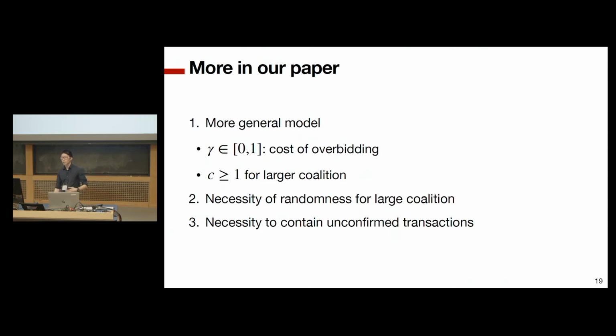And finally, we also showed that when K is larger than T, that means there are some unconfirmed transactions in the block. That seems like we waste some space in the blockchain, which sounds not good. We also show that this is necessary.